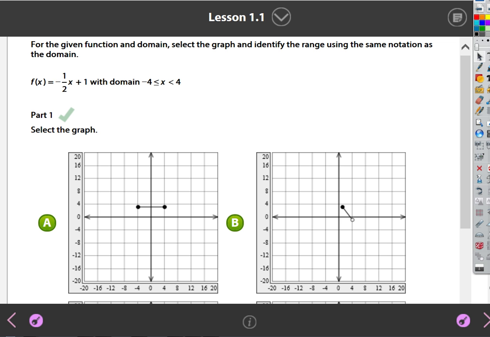This is a really important concept. So here's my function, f of x or y equals negative 1/2 x plus 1. Here's our domain. What am I going to do? How can I find those y values? Because that's really what I want to do, isn't it? If I could find out what those y values were, then I'd know what the range was. Good, good. That's what a function does for us, right?